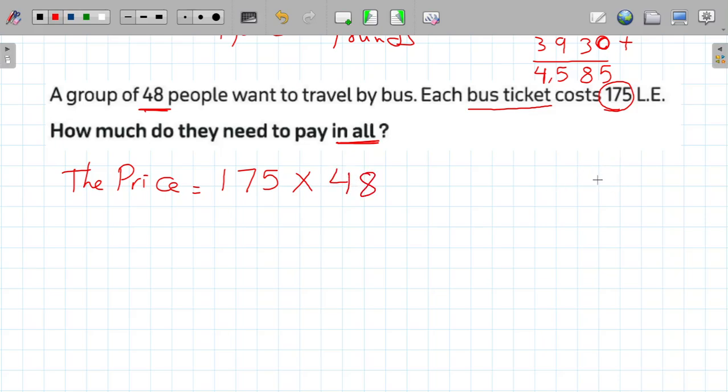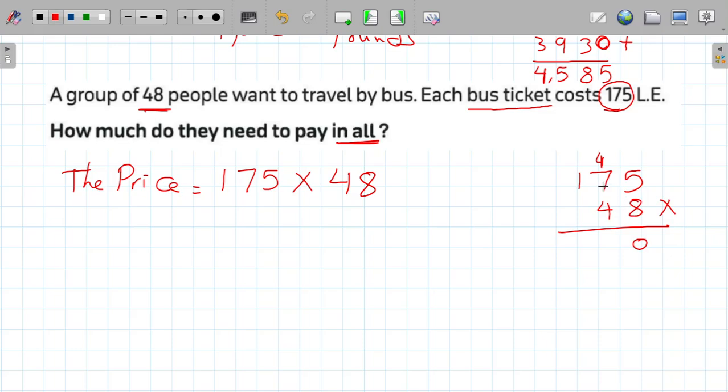Okay, so let's try with our algorithm. I have 175 by 48. So I will multiply first by 8. So I have 8 times 5 equals 40. So I will write 0 and carry up 4.